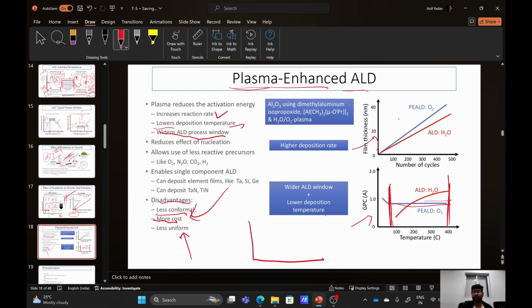So this is the kind of chamber. Over that you have a plasma, so the plasma will be in a straight line. Okay, that is, it will be perpendicular. So if there are some trenches, it won't affect the side walls. So Al2O3 or anything at lower temperatures, if we are doing, that won't get deposited over the side walls, so it is less conformal. Okay.